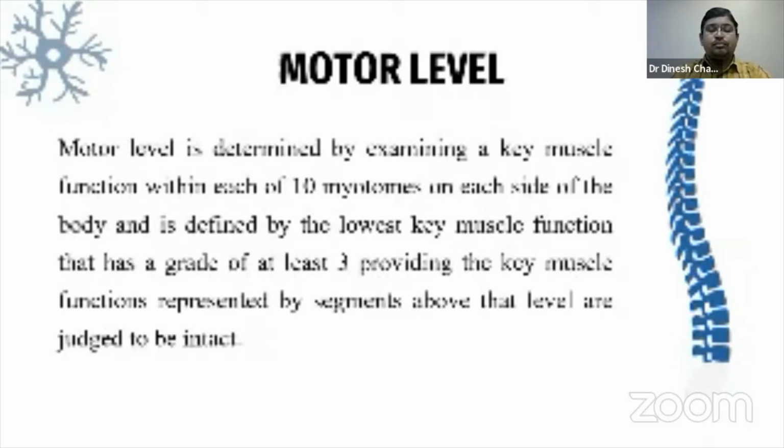According to the MMT, we come to know the grade. The motor level is defined by the lowest key muscle function that has a grade of at least grade 3 of MMT. That key muscle function represents that segment, and the levels above are judged to be intact. So if that muscle is grade 3 MMT and the levels above are more than grade 3, then we know the motor level of the patient, the level of the impairment.